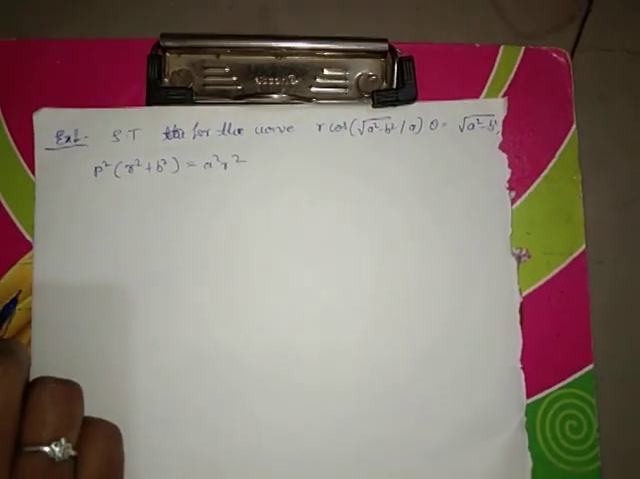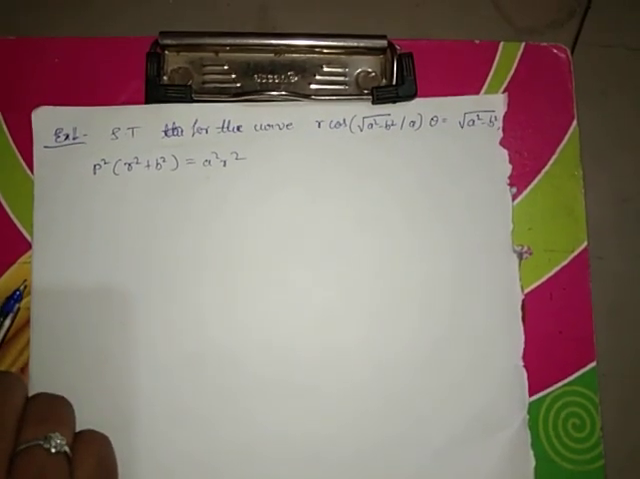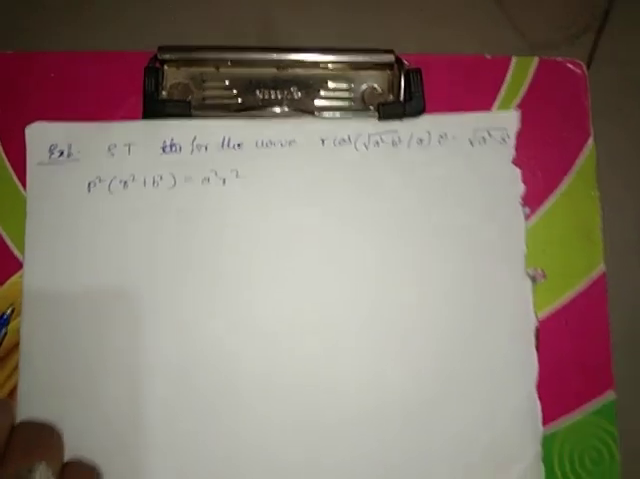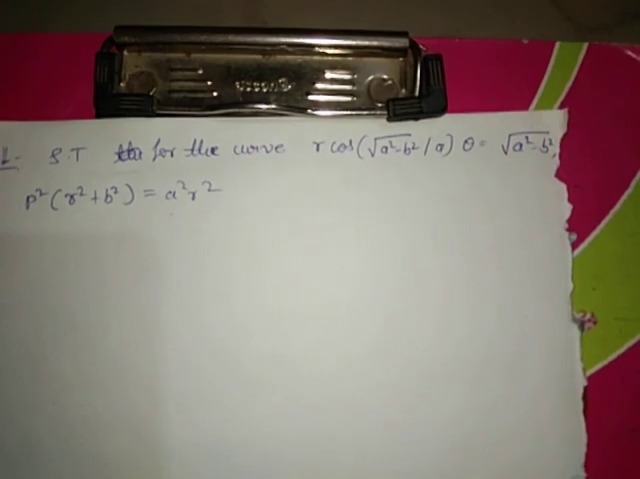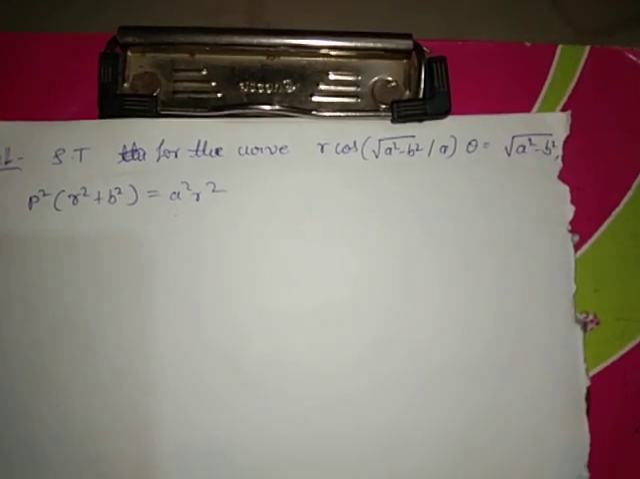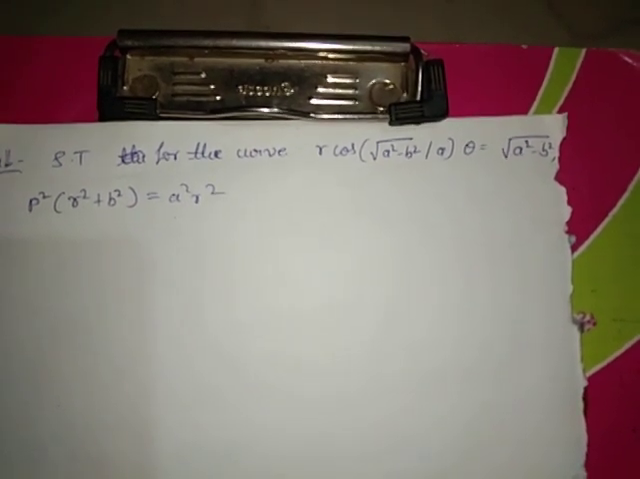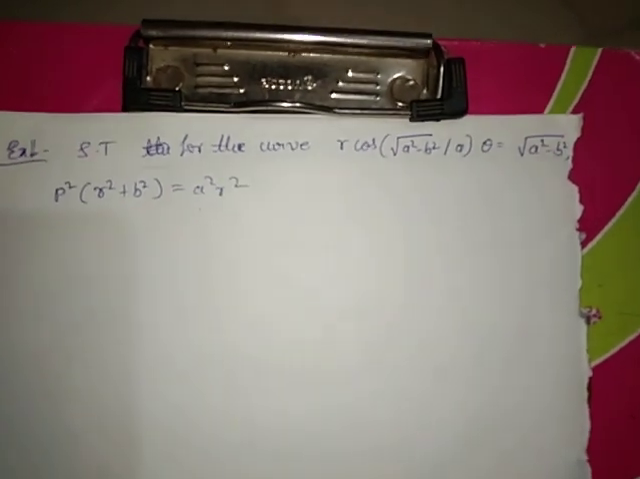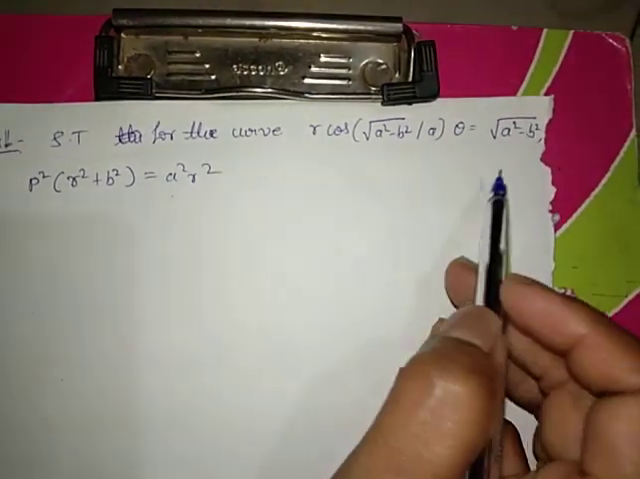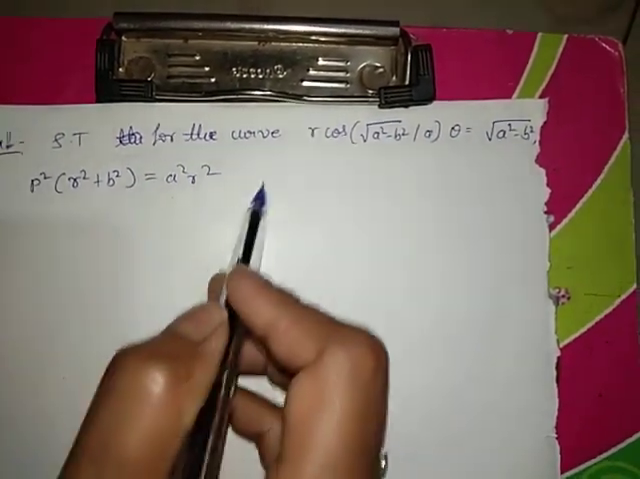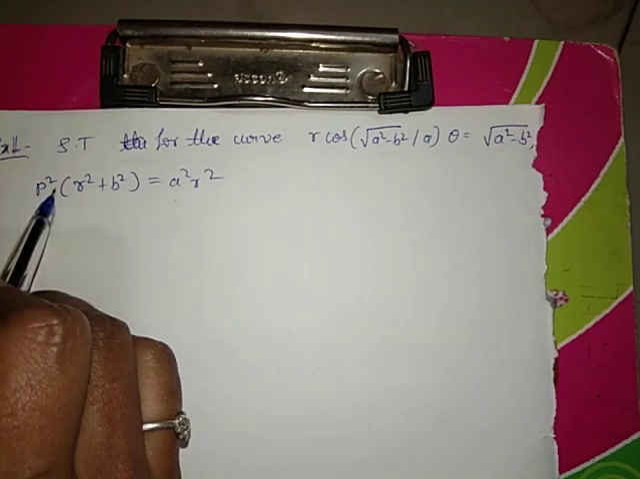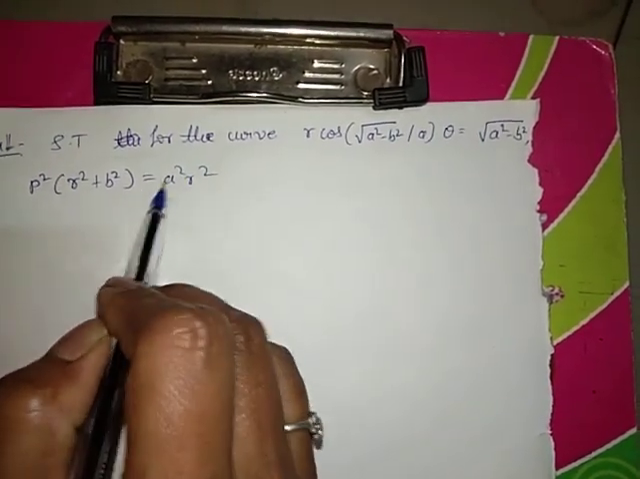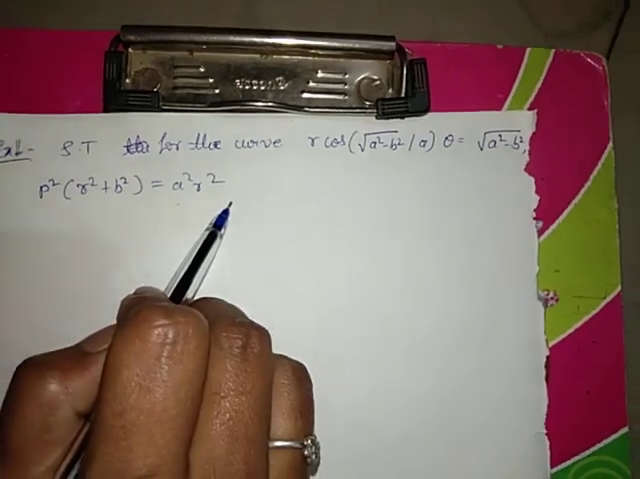Show that for the curve r cos of (square root of a square minus b square divided by a) theta equal to square root of a square minus b square, the pedal equation is p square of (r square plus b square) equal to a square into r square. So for this curve we have to prove that the pedal equation will be of this form, that is p square of (r square plus b square) equal to a square into r square.